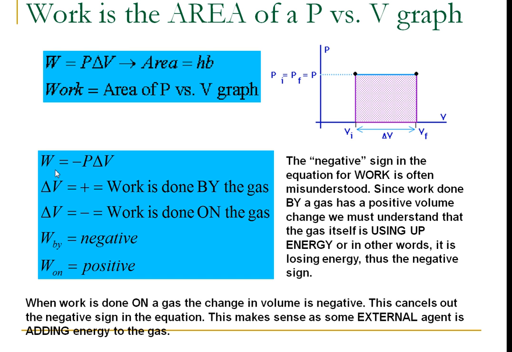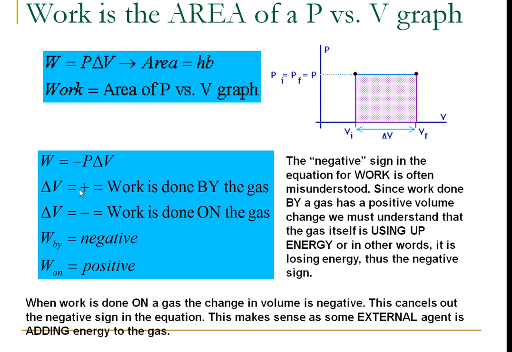Now, we always have work as minus P delta V. This negative sign is very confusing. Work done by the gas is going to have a positive volume change. We have to understand that the gas itself is using energy. So it's losing energy, so you get this negative sign.